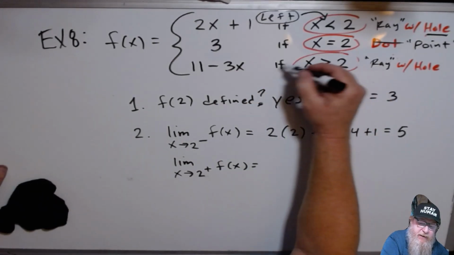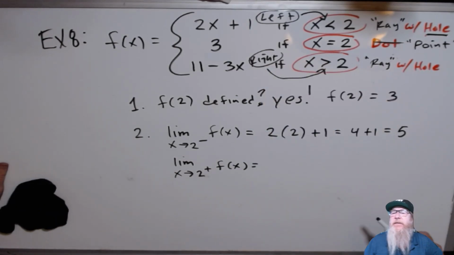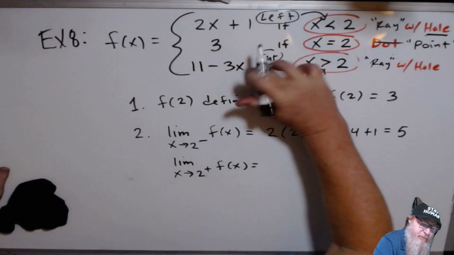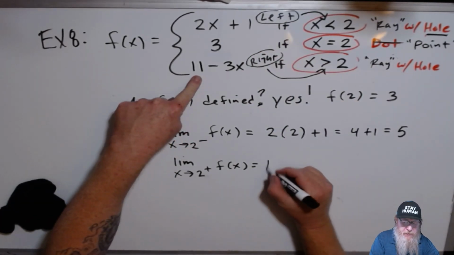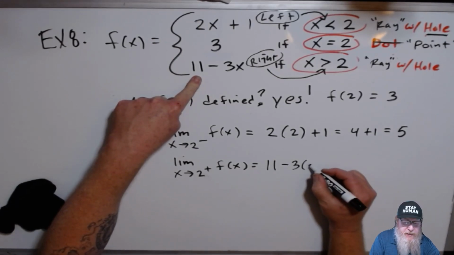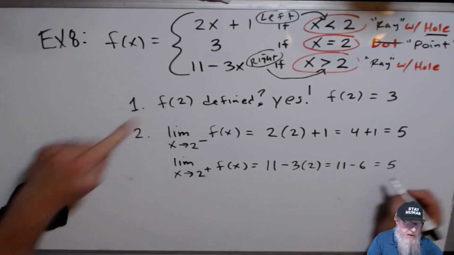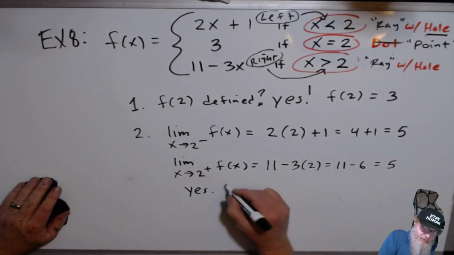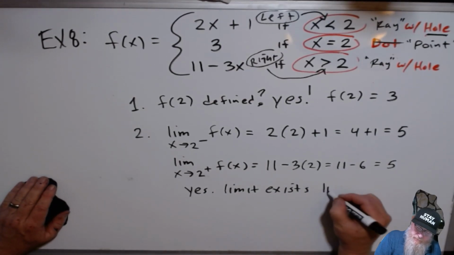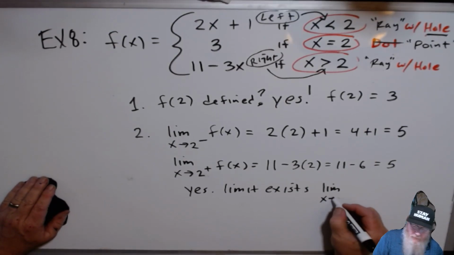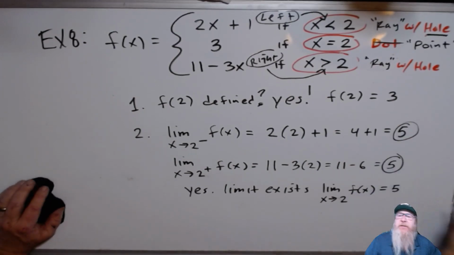So that'll be this side. Yeah, x is greater than 2, so that's the right side. So I use the other version of the function, 11 minus 3 times 2, which is 11 minus 6, which is also 5. So yes, the limit exists. It's equal to 5, because these are equal to each other.